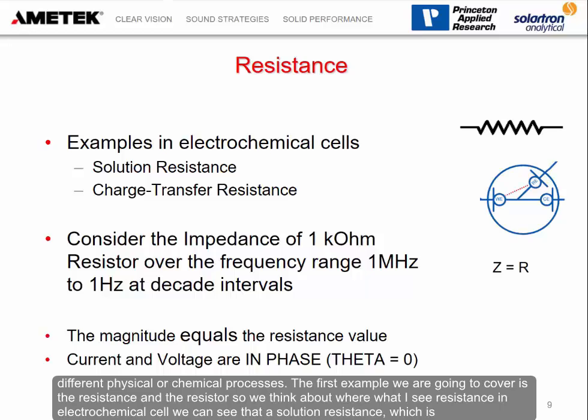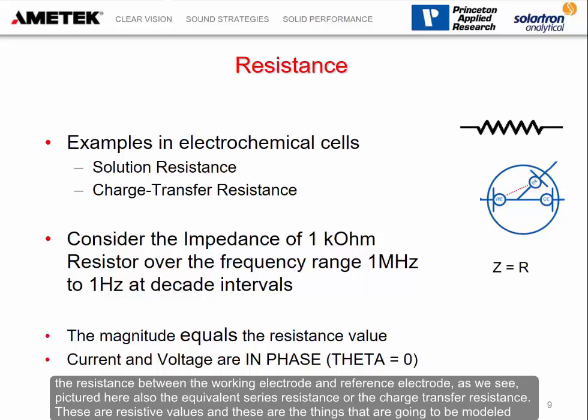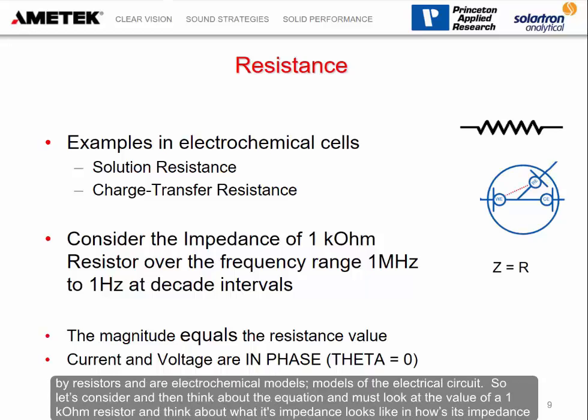And so the first one we're going to cover is going to be the resistance, or a resistor. So when we think about where I would see resistance in an electrochemical cell, we could see that as solution resistance, which is the resistance between the working electrode and reference electrode, as pictured here. Also the equivalent series resistance or the charge transfer resistance. So these are resistive values, and these are the things that are going to be modeled by resistors in our electrochemical models, and the models of our electrochemical circuit.